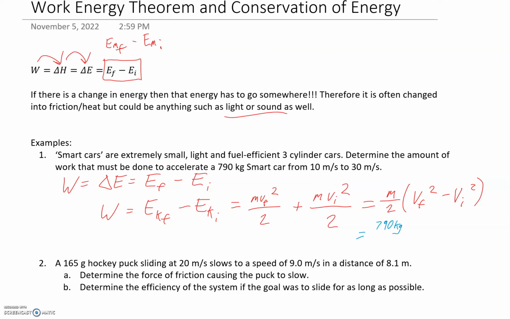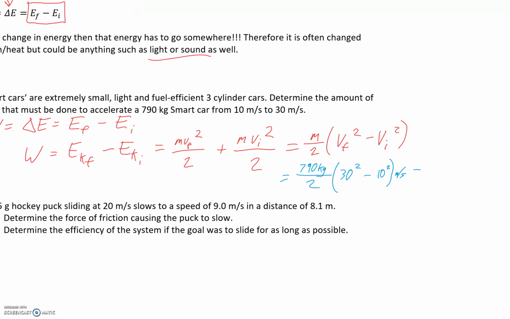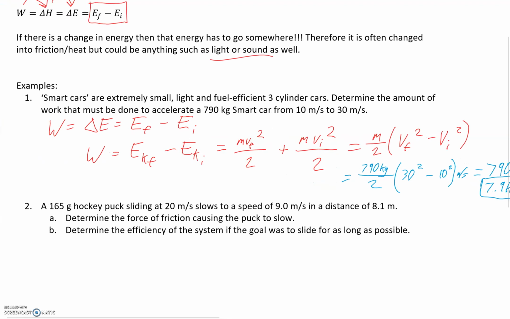790 kilograms over 2. And then our final velocity is 30 squared. Our initial is 10 squared. And this is in meters per second. Okay, so let's go ahead and try this out. 30 squared minus 10 squared, so our energy usage here is 7,900 joules, and so that would be 7.9 kilojoules of energy. Yeah, we only have 2 sig digs, so that would be where we should leave that.